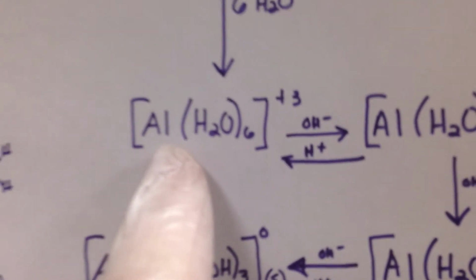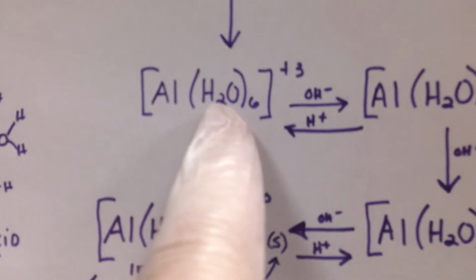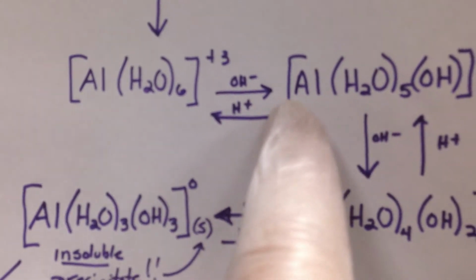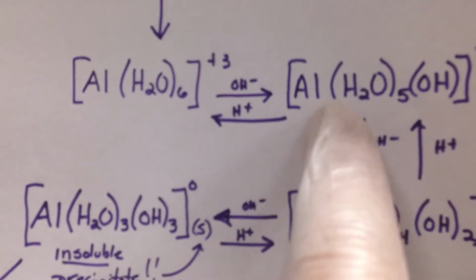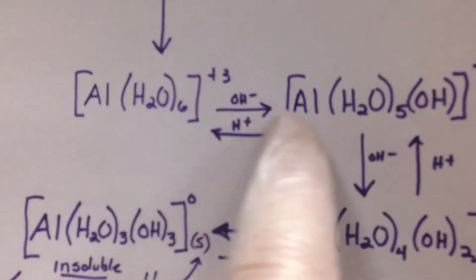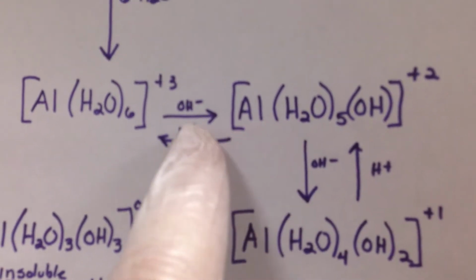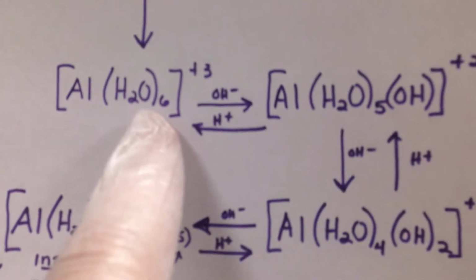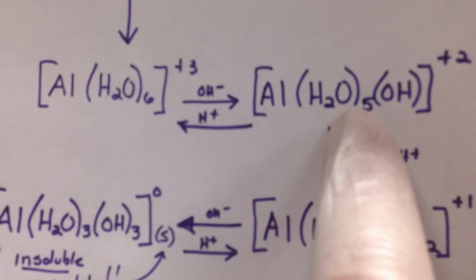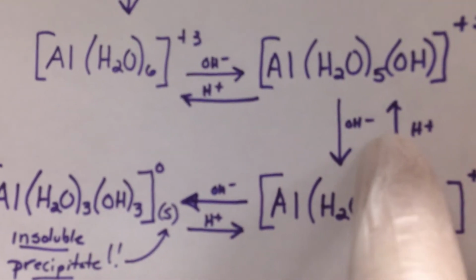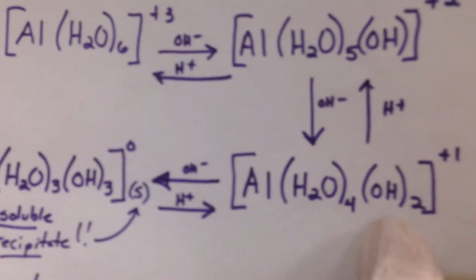So this aluminum water complex loses an H. Notice it becomes aluminum H2O 5, it was H2O 6, and makes a hydroxide. And notice the charge goes to plus 2. So by adding a base, I'm yanking an H away from the water. And now it becomes OH. And as I add some more base, it becomes OH 2.